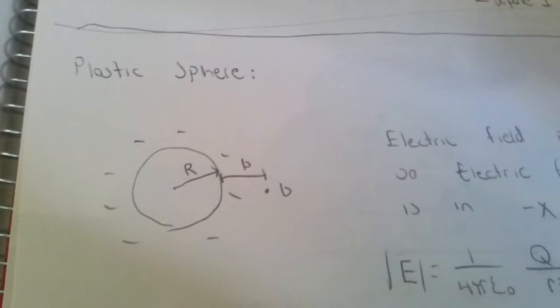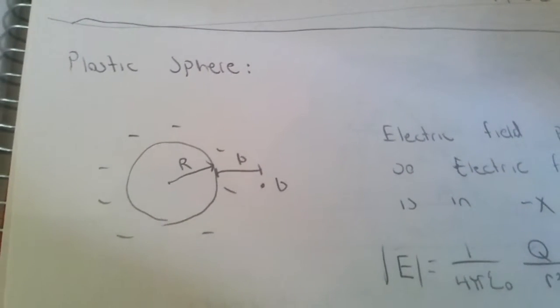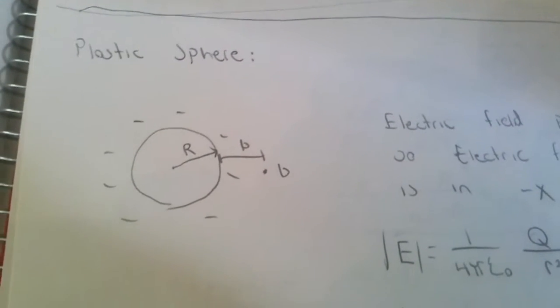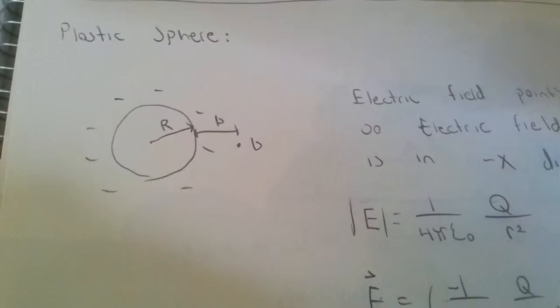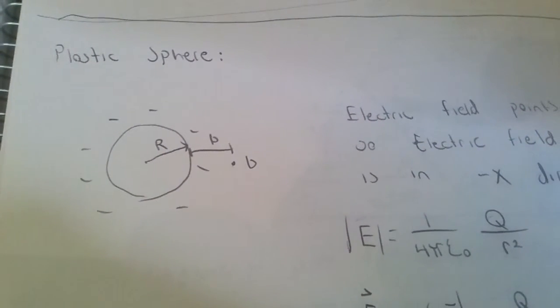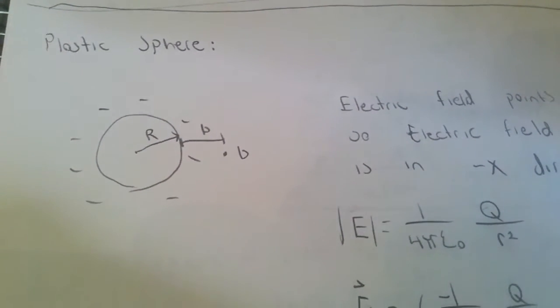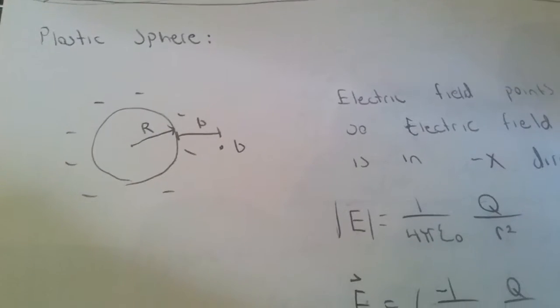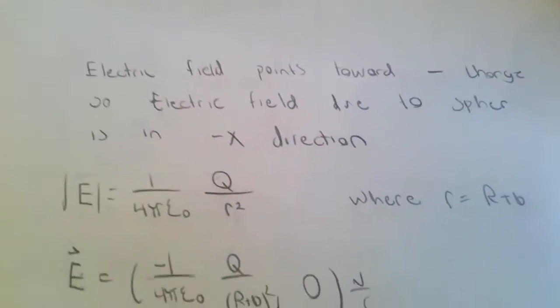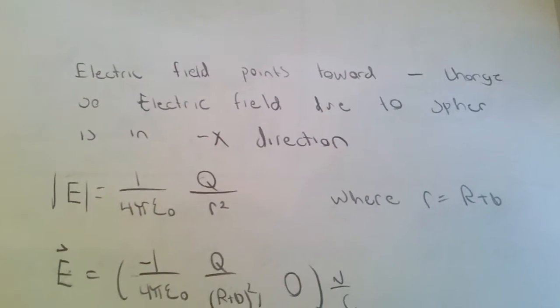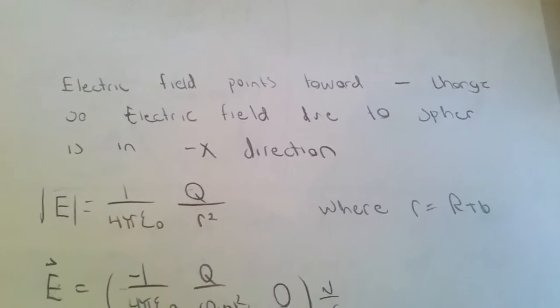Here we can see that point B is located outside of the sphere, so the sphere can be considered as a point charge at the center. Since it has a negative charge, the electric field is going to point towards that negative charge. So from B, it's going to point towards the center of the sphere, which is in the negative x direction. So the electric field due to the sphere is in the negative x direction.